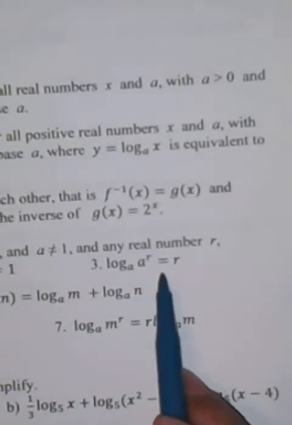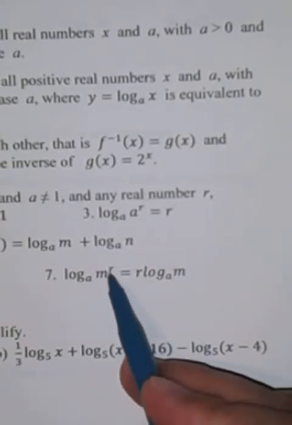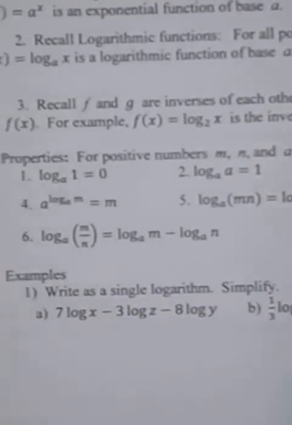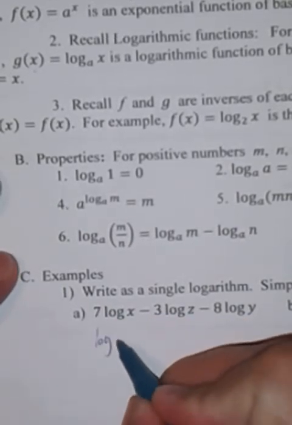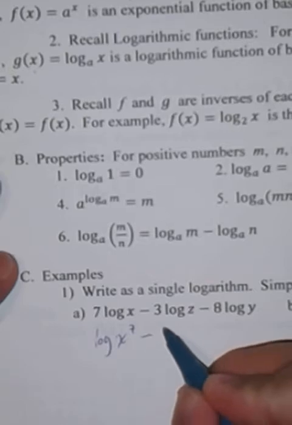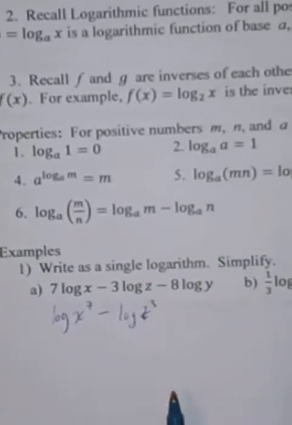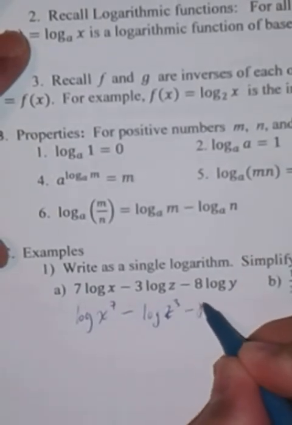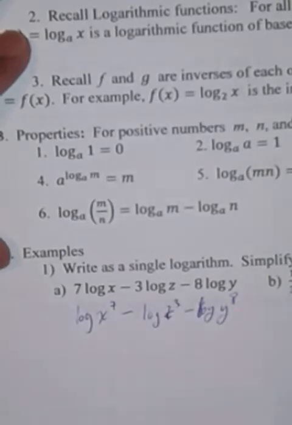Well, we're going to use this rule right here, right? Which says we can move the coefficient up as an exponent, assuming that these quantities are all defined. So this would be log of x to the 7th minus log of z to the 3rd. And by the way, notice they're log base 10 because they don't have a base listed. Minus log of y to the 8th power.